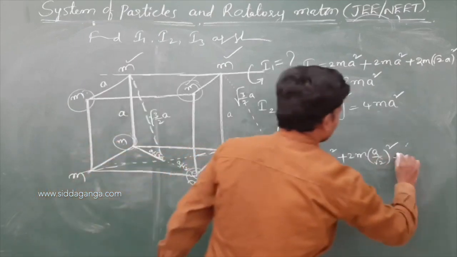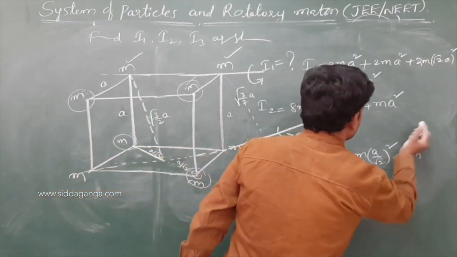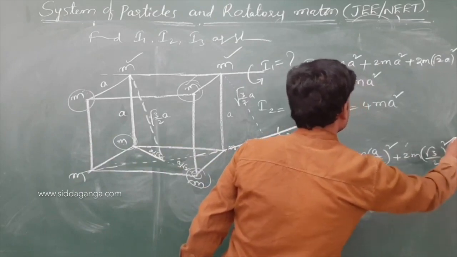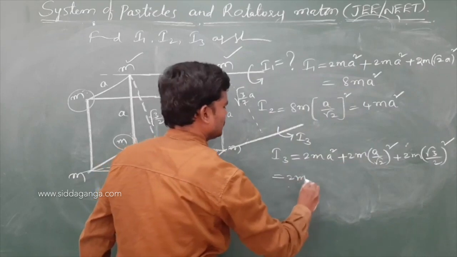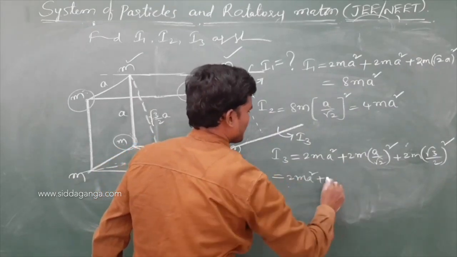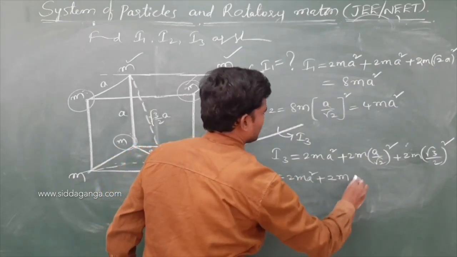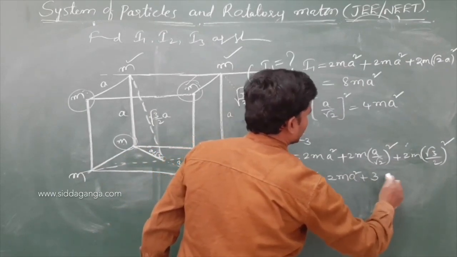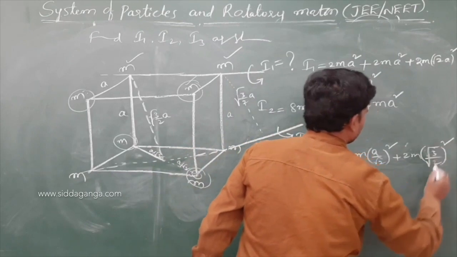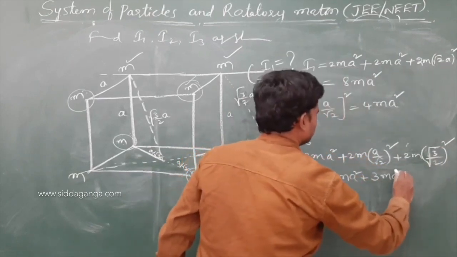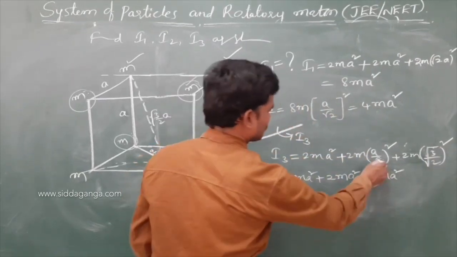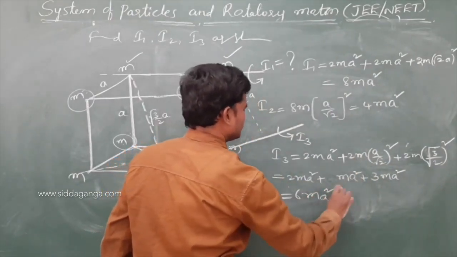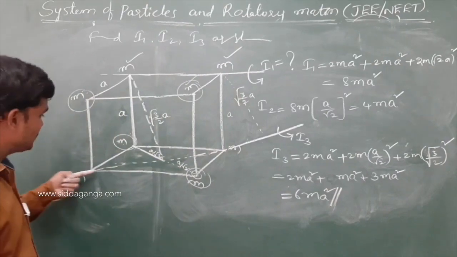Now the remaining particle is 2m root 3 by 2 whole square. So 2m a square, again 2m a square, okay, root 3 by 2, root 3 by 2. So 3m a square. So this already root 2 cancels, m a square, 3 total. You verify the answer, 6 m a square about this diagonal.